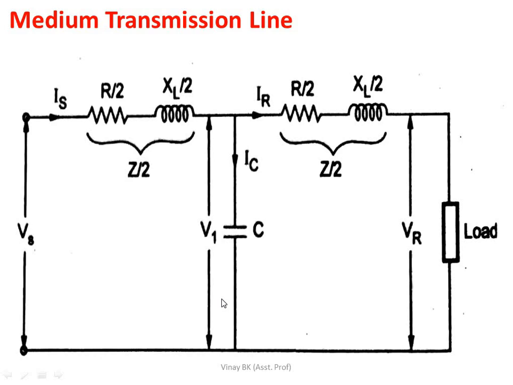So today's session, we'll be finding the generalized transmission line constants for the medium transmission line. There are three types of medium transmission line, as we know. First is the end condenser method, the second one is the nominal T method, and the third one is the nominal pi method. So the constants for the nominal T method we are discussing now.